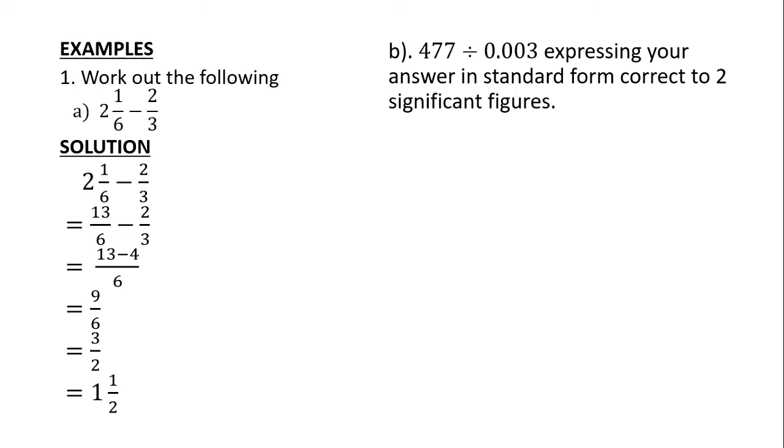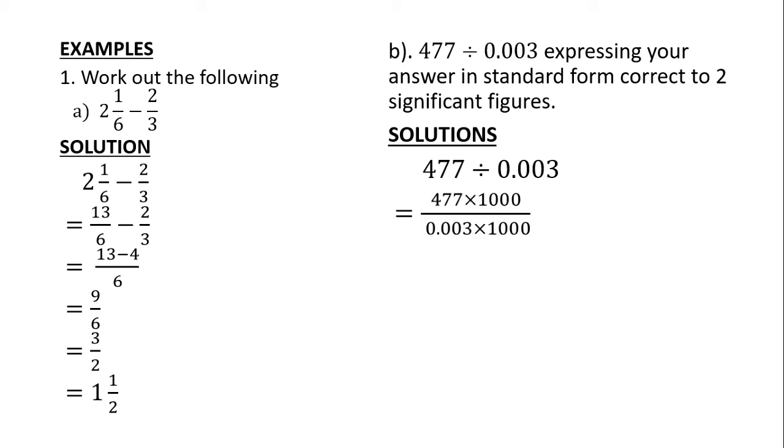Part B, work out 477 divided by 0.003, expressing your answer in standard form, correct to two significant figures. So what we are going to do is to multiply our numerator by 1000 and our denominator by 1000.